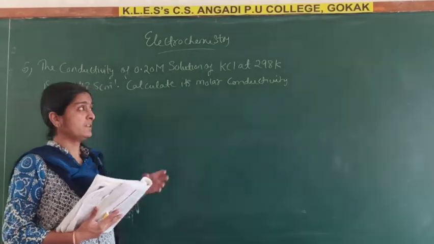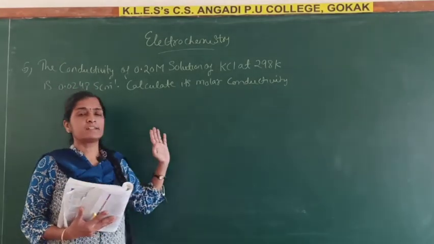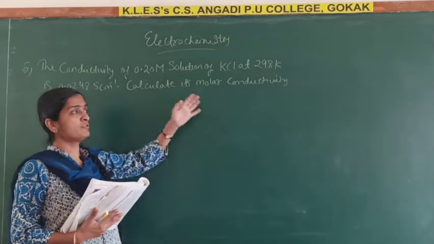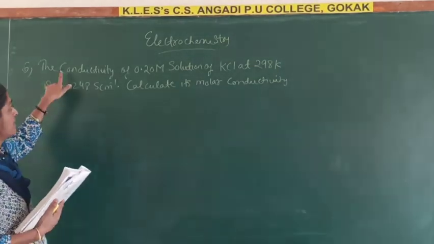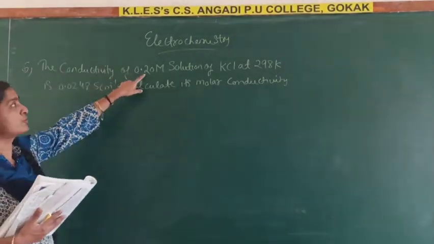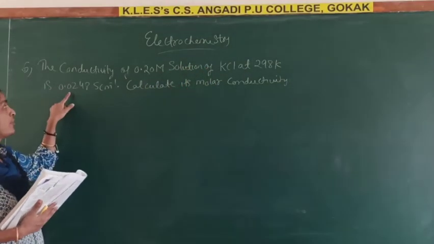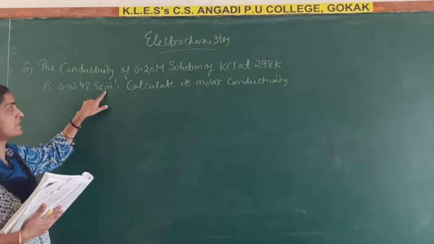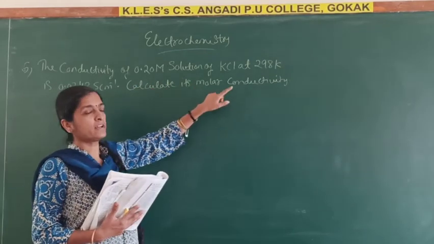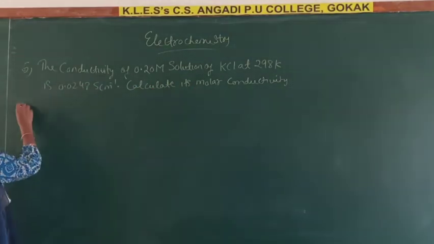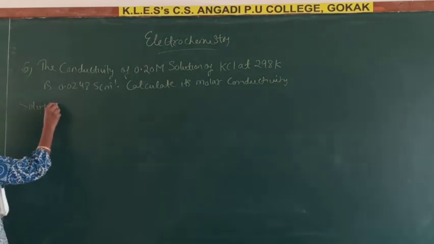Okay students, in the last class yesterday we were discussing the problems. So we shall further move with the problems. The problem is: the conductivity of 0.20 molar solution of KCl at 298 Kelvin is 0.0248 Siemens per centimeter. Calculate its molar conductivity. Now conductivity is given by the symbol kappa.